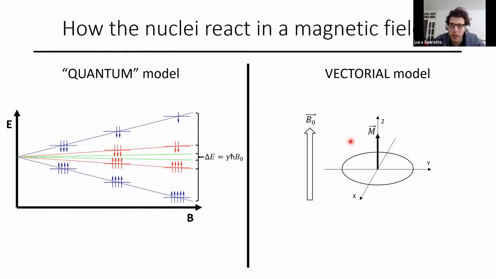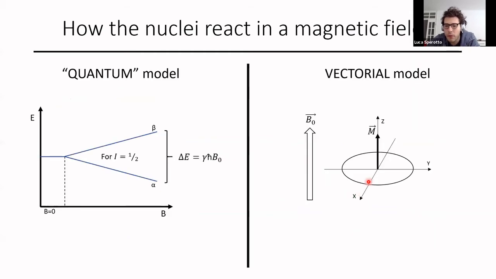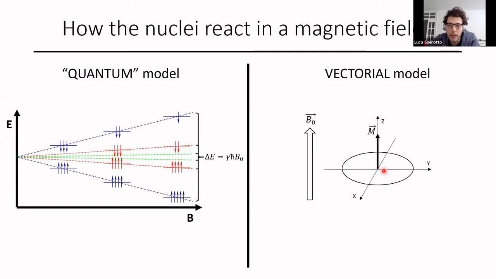But a useful point of view to look at the NMR experiment is the vectorial model. So if we look at this situation, all the magnetic moments are aligned in the same direction, more or less. And all together, they will form a vector, a macroscopic magnetization. This vector is the magnetization, and it is the effect of all the magnetic moments aligned to the magnetic field.